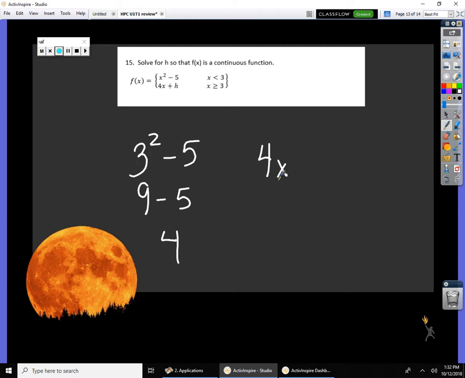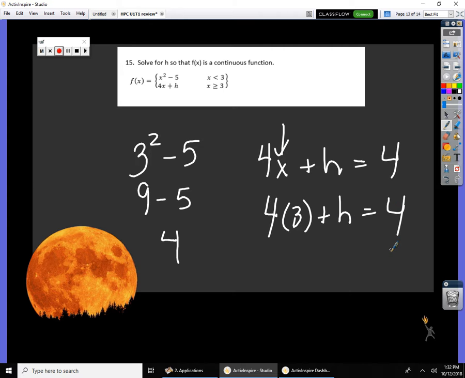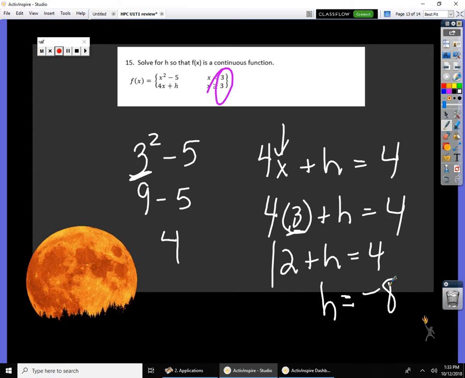So I have 4x plus h equals 4. Well, hold up. What did we say x was going to be? 3. So 4 times 3 plus h equals 4. Because we're being consistent. My x is 3 in both of them, yes? And I know that because they told me up here. Okay, so now let's keep solving. 12 plus h equals 4. Therefore, h equals negative 8. Subtract 12 from both sides. I didn't show my work. Are we okay with that? All right, cool. Last problem before I go to graphing.